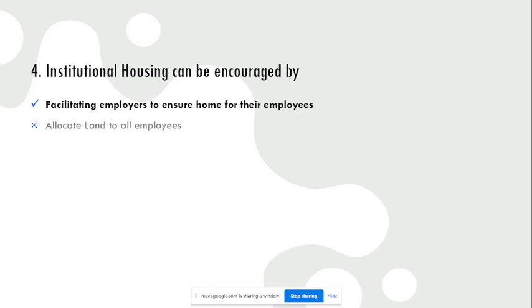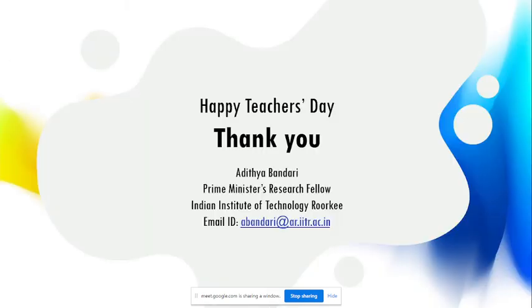But the other options: allocating the land to all employees does not actually improve the situation of institutional housing. Then the legal reforms to force all employees to buy a house actually encourages the plotted housing and the group housing type, but it does not directly support institutional housing. And the third one is institutionalizing a rent to own scheme. Actually, it increases the amount of rental housing.